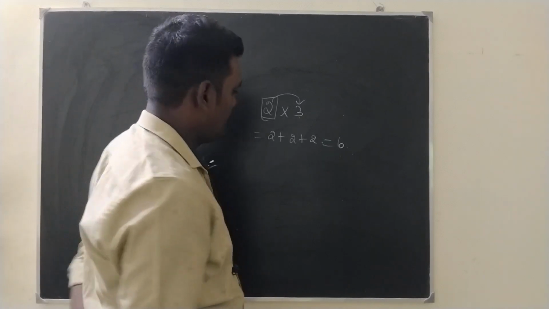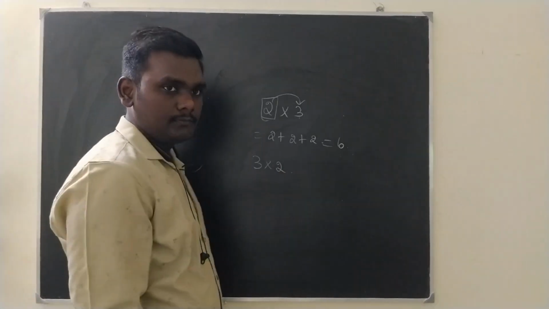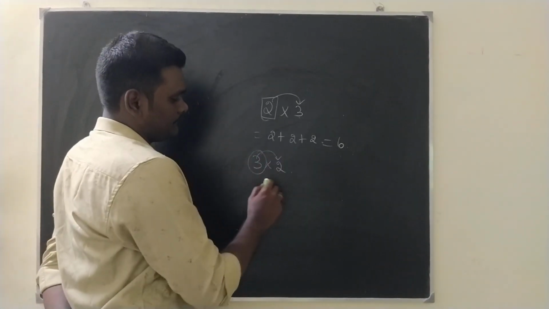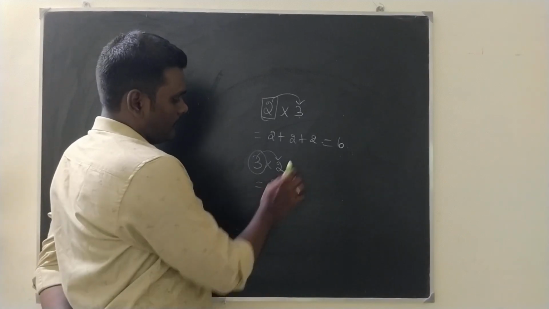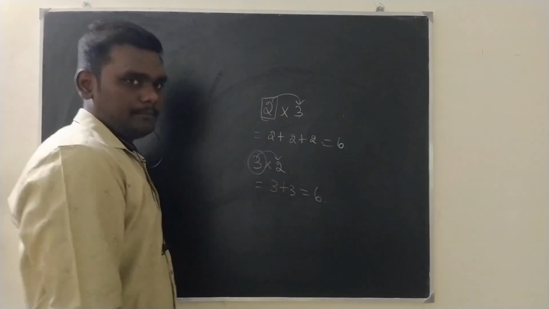The answer is 6. That's what it means. Likewise, if I write 3 into 2, it means I am adding 3 for how many times? 2 times. So 3 plus 3. So both ways it is the same.